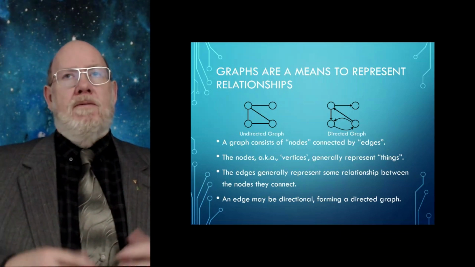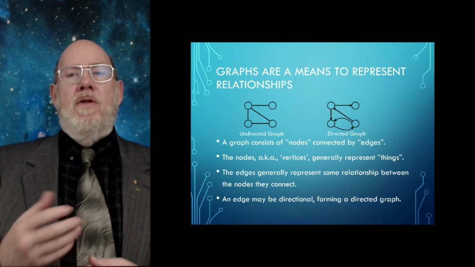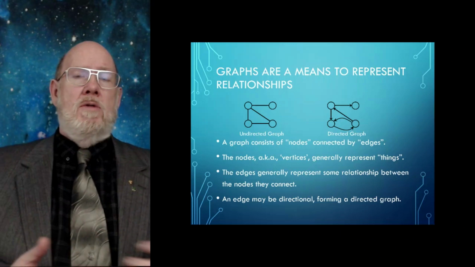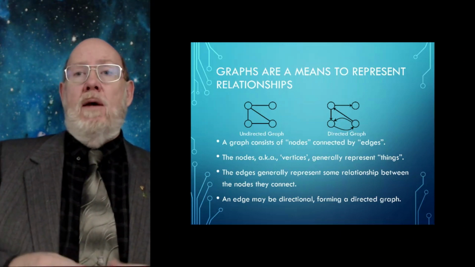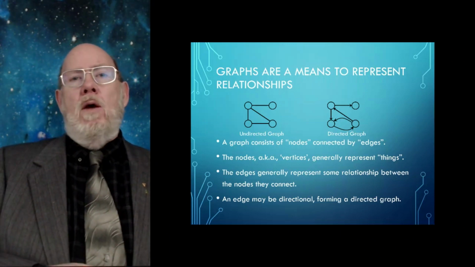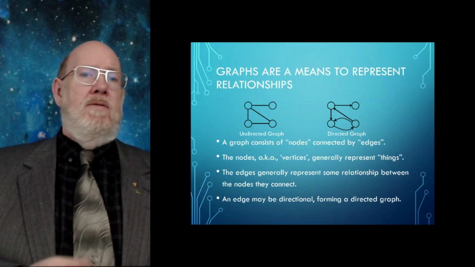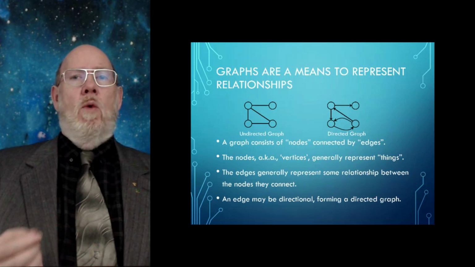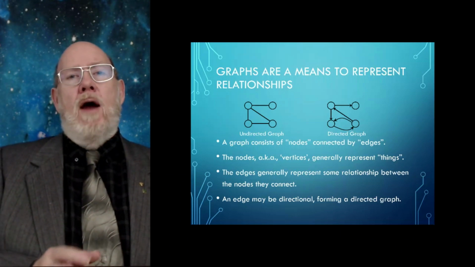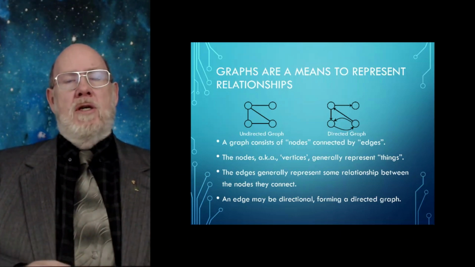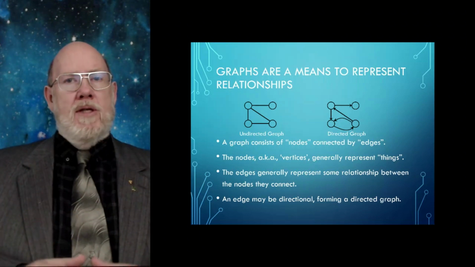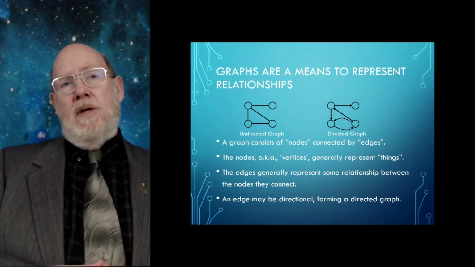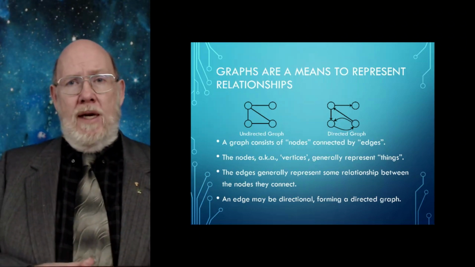A graph consists of vertices and edges. The vertices, also referred to as nodes, generally represent a thing, a noun of some kind. We usually put labels on nodes, if nothing else, just so that we can refer to them. Edges are lines that connect one node to another. Graphs are a means to represent relationships, and the presence of an edge represents that some kind of relationship exists between the two nodes that it connects.